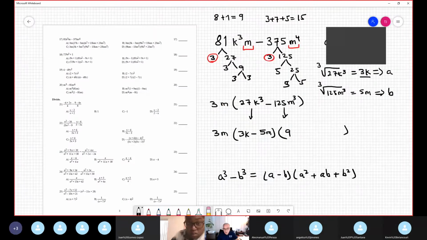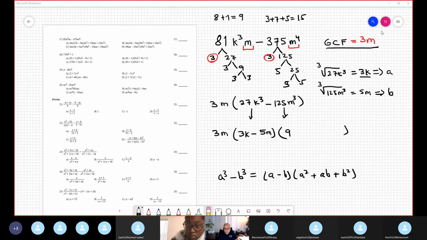Okay, and 9. Okay, square, this is 9. 9 what? 9k squared plus multiplication, both 15 km or whatever you want, plus 25m squared, something like that. Okay, I guess so. Get the option B, no? B, it's B. It's so big as B.